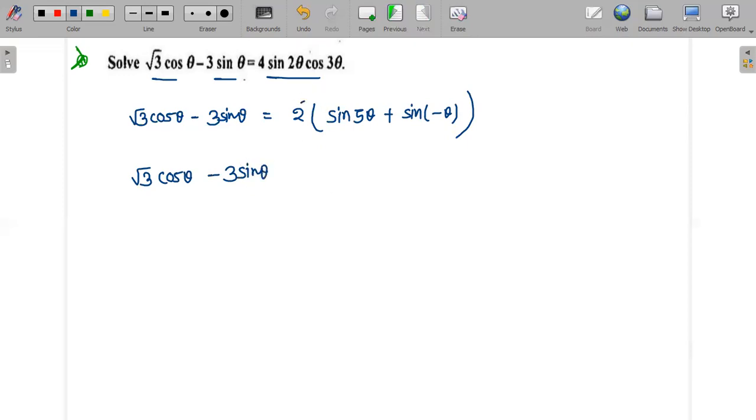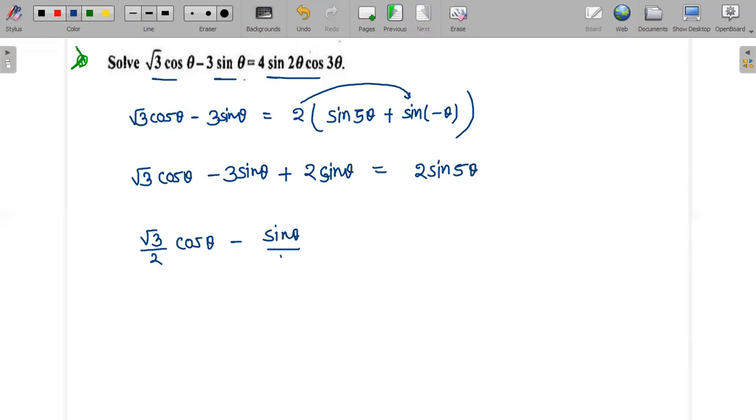Now 2 times negative sine theta, if we bring this term to the left hand side of the expression, it will be plus 2 sine theta. And there we go, it is equal to 2 sine 5 theta. Now divide this expression by 2, and we get root 3 over 2 cosine theta minus sine theta over 2, and that should be equal to sine 5 theta.